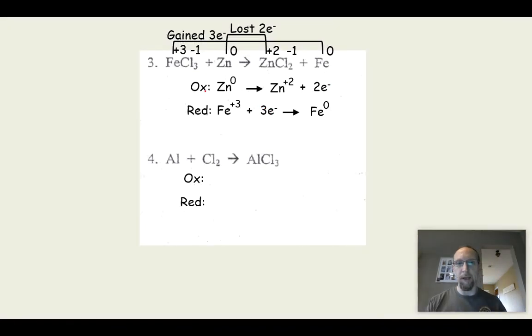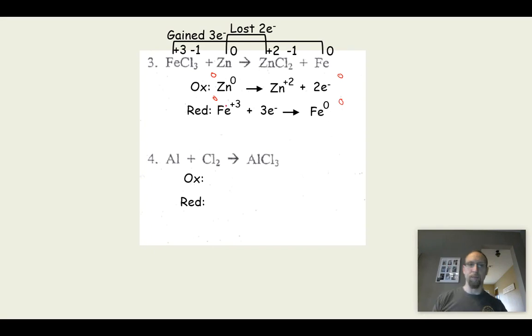And again, you can check to see if your total charges match up on both sides to make sure that you did things correctly. So 0 on the left, plus 2, minus 2, 0 on the right. It's not always going to add up to 0. They're just going to be equal. So a lot of times they do add up to 0, but it doesn't always have to be 0. Plus 3, minus 3, 0, 0.